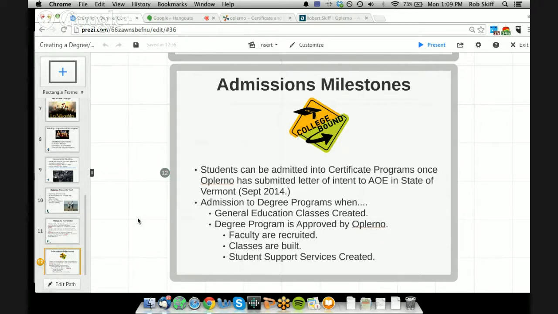Admissions to degree programs can happen once the general education classes are created, and I'll talk a little bit about that later on. And when a degree program is approved by Oplerno, so faculty are recruited, most of the classes are built, and we've created the student support services, we've got the mechanisms to deal with that right off the bat.